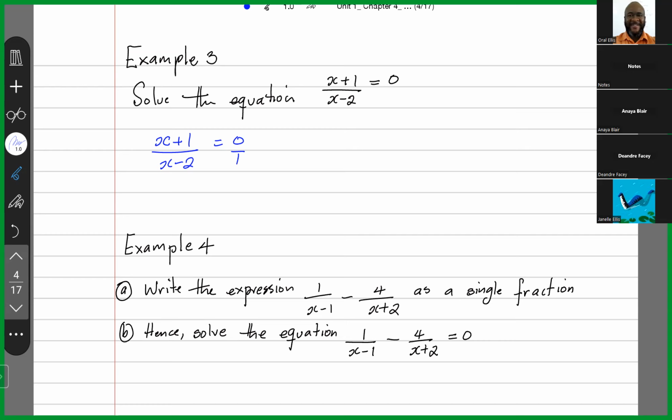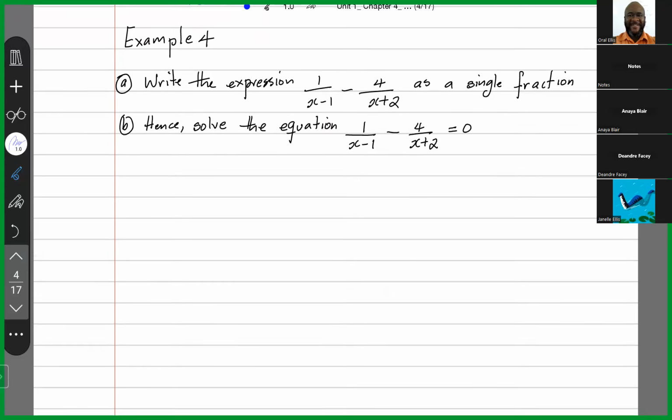Now, if you have one fraction equal to one fraction, to get rid of the fractions, you can cross multiply. So if I cross multiply, 1 times x plus 1 is x plus 1, which is equal to 0 times x minus 2. Whenever you multiply anything by 0, you get 0. So now what we have is x plus 1 is equal to 0. And so x would be equal to 0 minus 1. Therefore, x would be equal to minus 1. So the solution for example 3 is x is equal to minus 1.